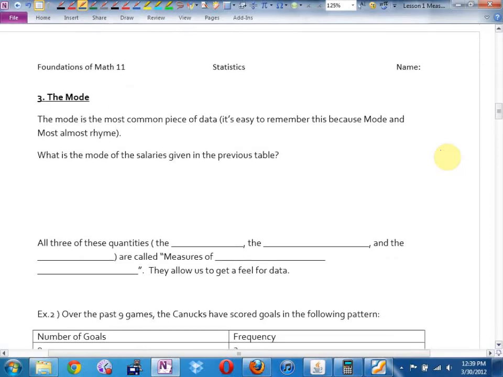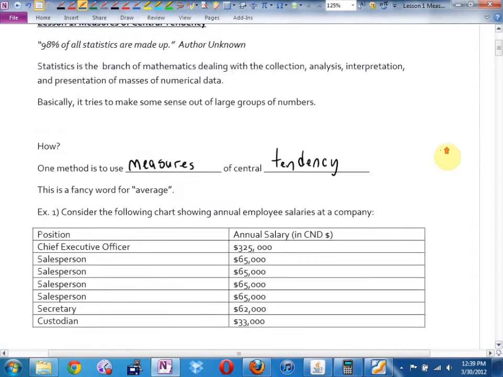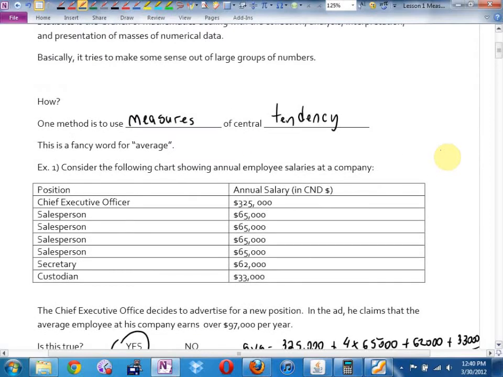Turn the page. The third measure of central tendency is called the mode. Thank you, Shay, for turning the page. The mode is the most common piece of data. You know how I remember this one? Because the word mode and most common almost rhyme. Mode's the most common. Going back to here, what's the mode? Which one shows up the most? 65,000.